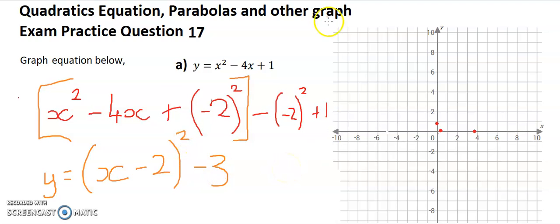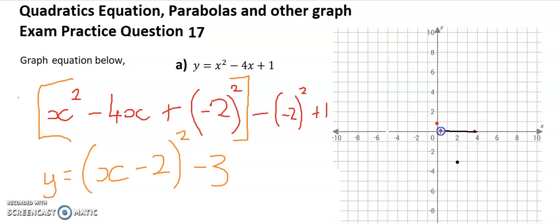So now this tells me my turning point. My turning point must be when the brackets of x minus 2 is 0. So x must be 2. And when x is 2, and the brackets are 0, I'm just left with y is negative 3. So that gives me my point right here. Now, this also shows us that it's halfway between my two x-intercept values.